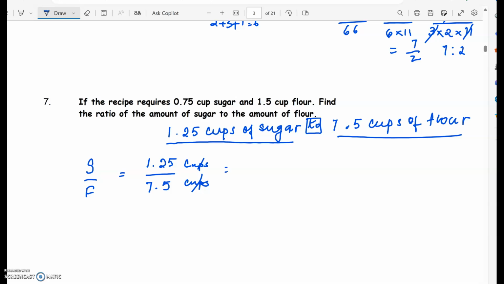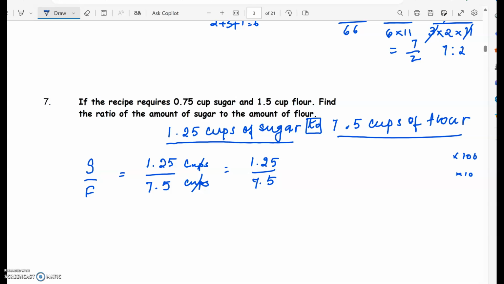So this is equal to, and now we're going to look at how we can convert these decimal numbers to whole numbers. Notice that in order to change the numerator to a whole number, we need to multiply with 100. In order to change the denominator to a whole number, we need to multiply with 10. But remember that we cannot multiply the numerator and the denominator with different powers of 10. It would have to be consistent.